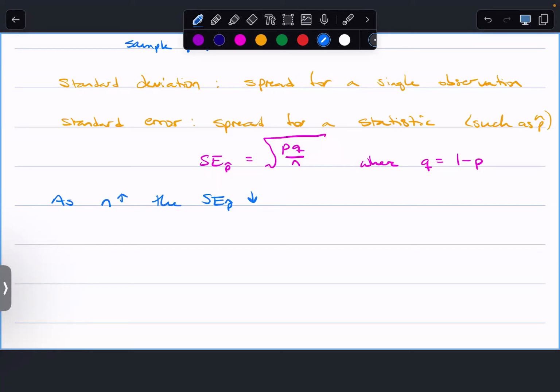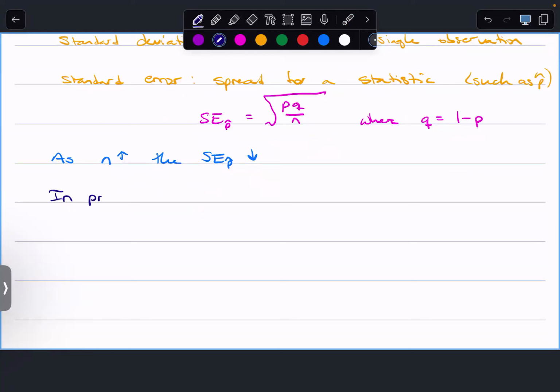In kind of our work, so this is the theoretical standard error. What happens is, okay, p, remember, is the population proportion. We don't know the population proportion. And so in practice, we don't know p, the population proportion. In fact, we're trying to figure out what it is.